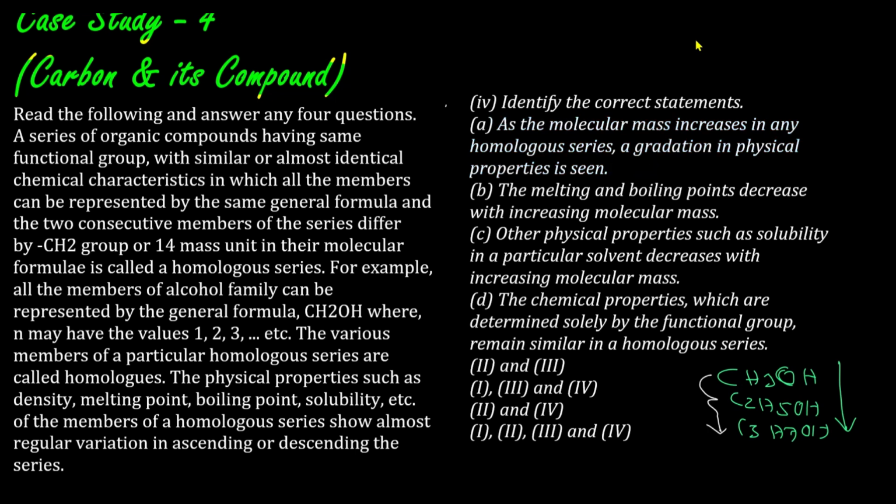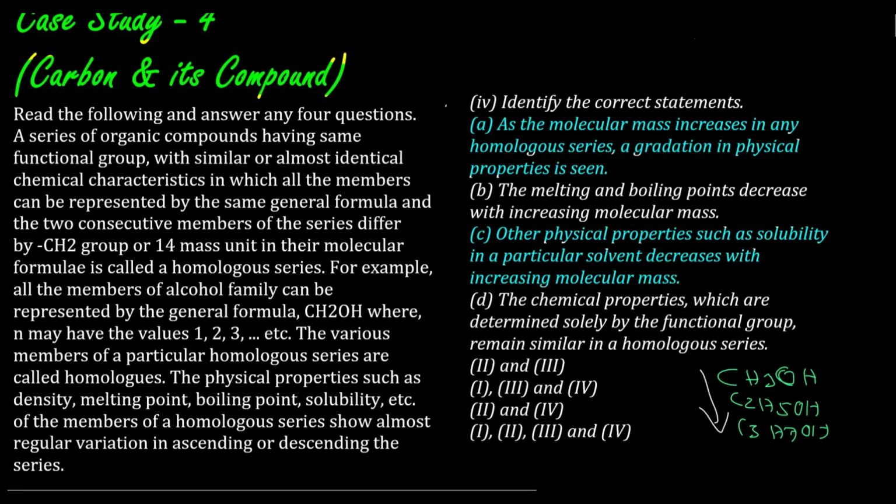Now, if I read the next part, the other physical properties such as solubility in a particular solvent decrease. This is a correct statement. Okay, we can see that we have to check for more than one correct. So let this be correct. You should also know that as we go down in a group, the solubility decreases. That means methanol is more soluble than ethanol, and ethanol is more soluble than propanol. Checking for the next part: other physical properties, solubility in a particular solvent decreases. It's a correct statement, right? Because as I said, solubility decreases.